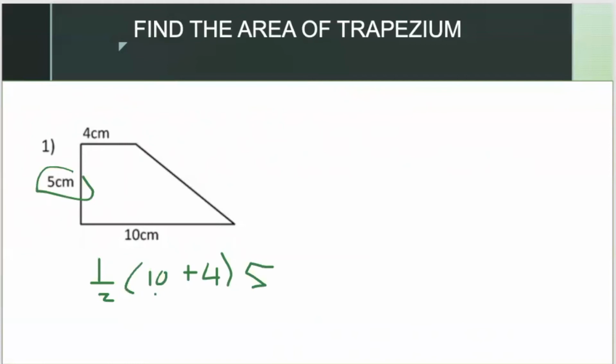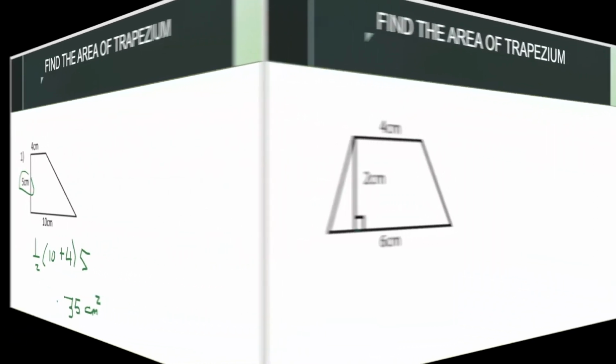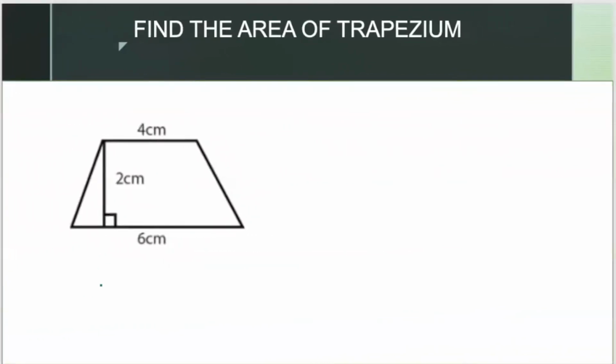So 10 plus 4, that's 14. And a half of 14 is 7. So 7 times 5 is 35. And the unit is centimeter, and then we have square. This one, we're finding the area of the trapezium.